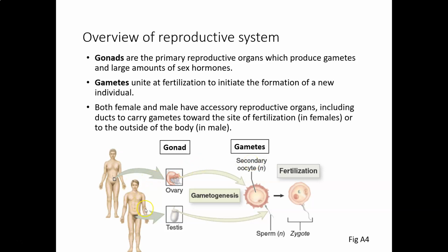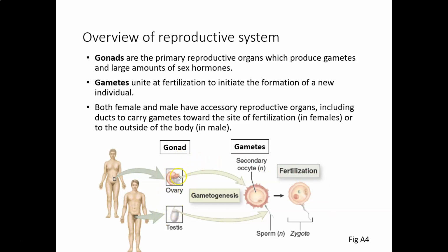And in the male, the gonad is the testis, and the gamete, the sex cell, is the sperm. So when a sperm fertilizes a secondary oocyte, this is called fertilization. The nuclei fuse together. Fertilization generates a zygote, and the zygote will go on to develop into offspring. So those are the major gonads.